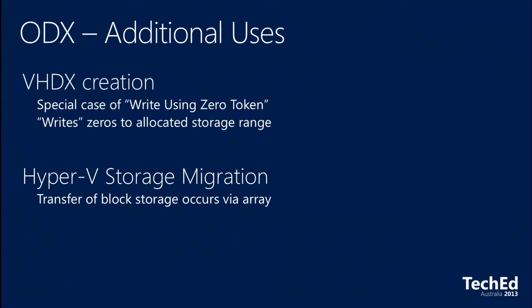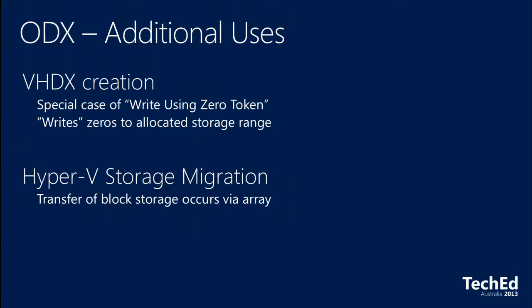Additional uses, as I just said, you can use it with Hyper-V. So VHDX creation: when you create a new VHD file, we'll zero out the space on that virtual LUN. There's something called a write using zero token. So it's basically writing zeros to the LUN, but completely hardware offloaded, so you don't have to wait for that operation to occur. So you create that new VHDX, say it was a half terabyte LUN, you might traditionally be waiting there quite a long time. With ODX, it will literally come back like that because the array is doing that for you.